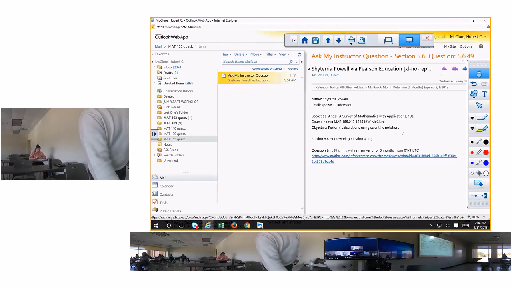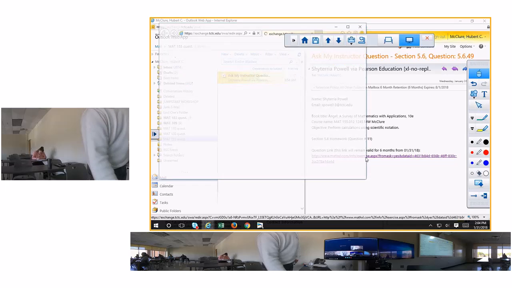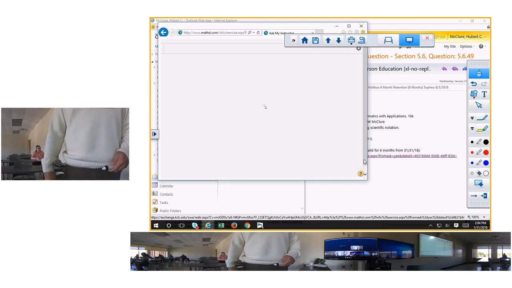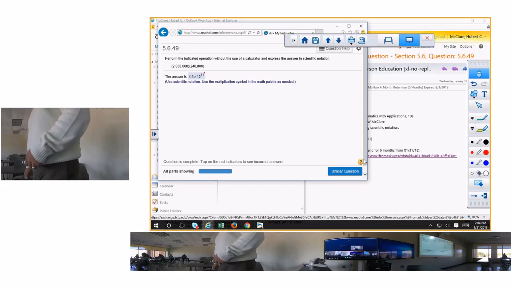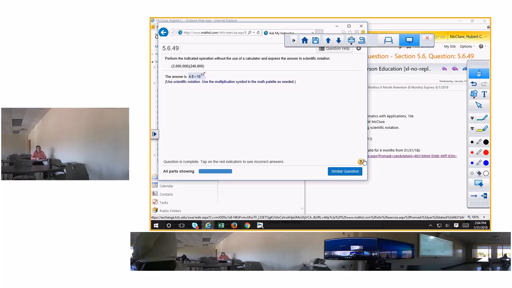And this is 5.649/11. All right, you do that one. I'll write it so you can see it.